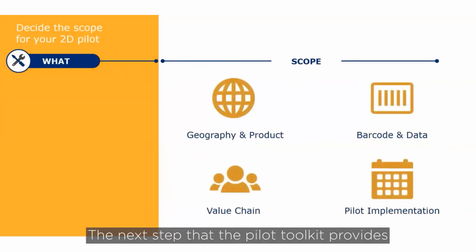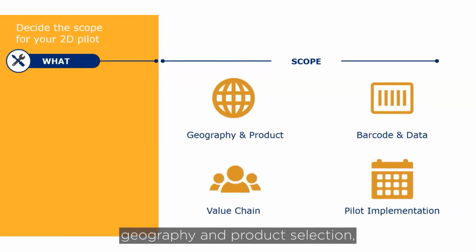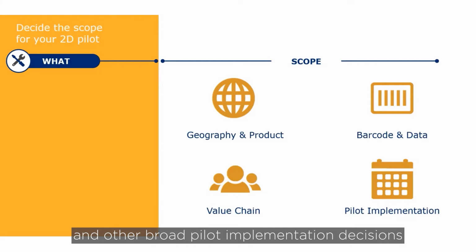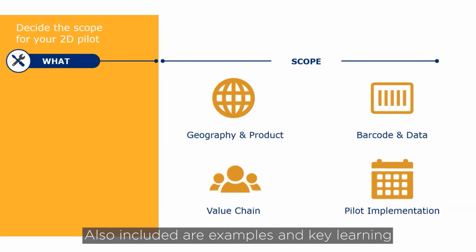What? The next step that the pilot toolkit provides is guidance for identifying scope elements. These elements include geography and product selection, barcode and data scope, the value chain impacts, and other broad pilot implementation decisions such as duration and processes. Also included are examples and key learning from previous pilots to help you set your pilots up for success.